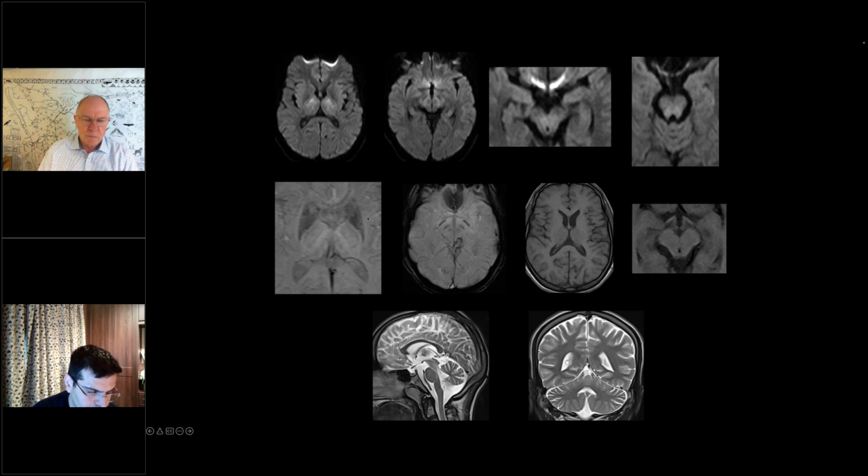On SWI sequences, the basal ganglia demonstrate slightly low signal intensities. Also, the hypothalamus and the substantia nigra demonstrate these low signal intensities, but given this is a 15-year-old child, they are probably slightly abnormal. T1 weighted sequences, nothing to comment upon. Overall, there's a reduction in the supratentorial and infratentorial brain volume.